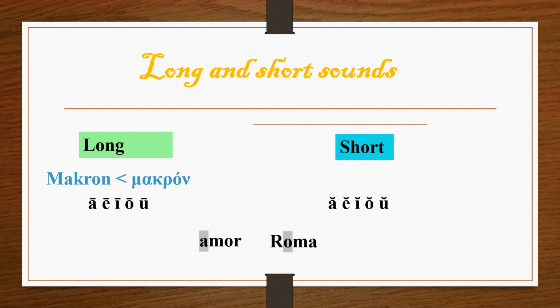For instance, the word that means love in Latin is pronounced as amor because the a is a long one and the o is short, whereas the word Roma has a short a and a long o.